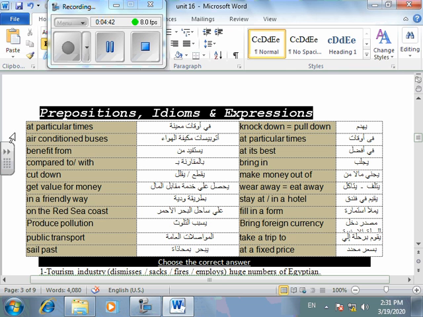On the Red Sea coast, produce pollution, public transport, sail past, knock down or pull down, at particular times, at its best, brings in, make money out of, wear away or eat away, stay at or in a hotel, fill in a form like an application form, bring foreign currency like tourism brings foreign currency to our country, take a trip to, at a fixed price. I bought this watch at a fixed price.